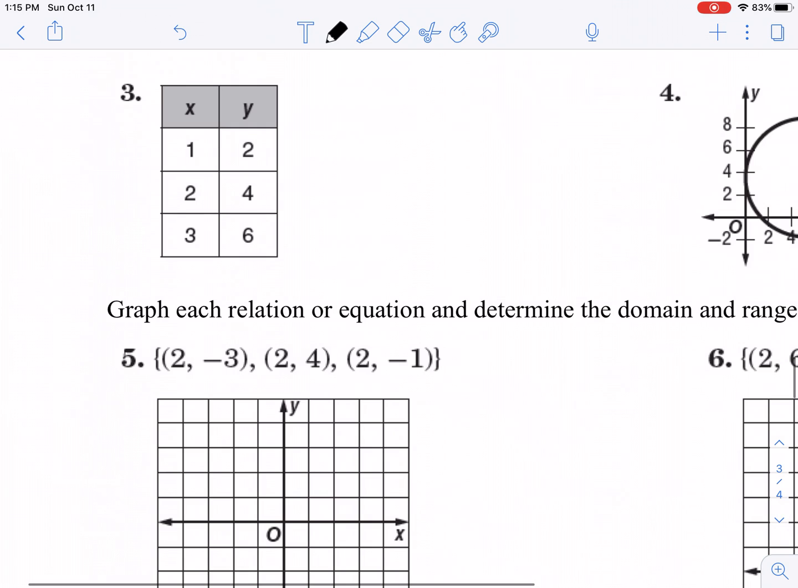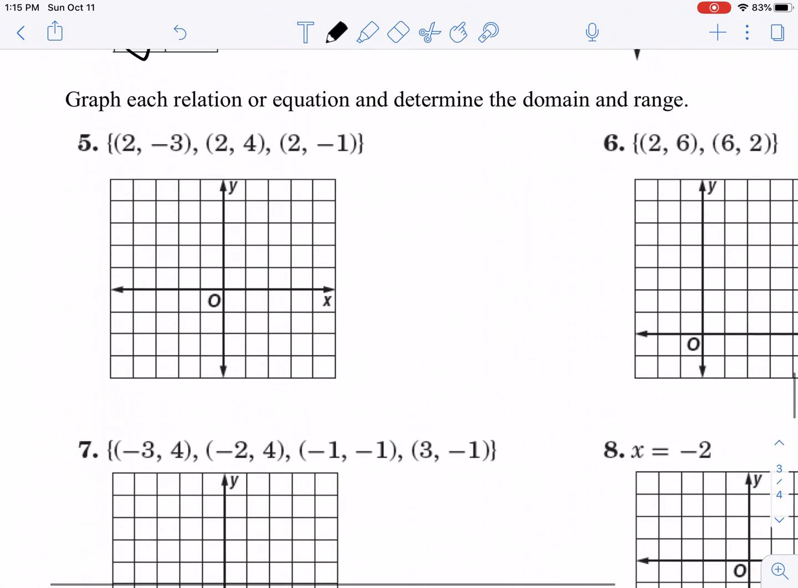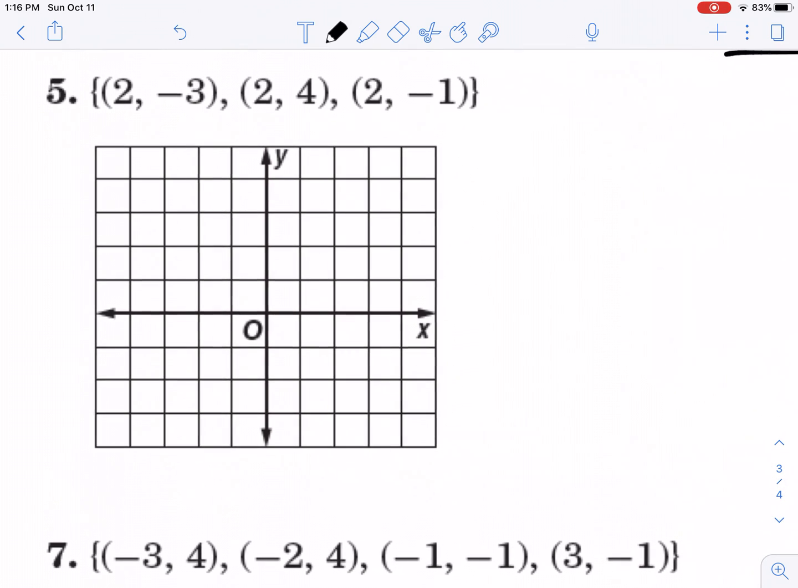Now this one, this is a table. How can I tell if it's a function or not? Well, do any x's repeat here? No. So this would be a function. X's do not repeat. Each x is only paired with one y. We have a function there. Okay. Now, last thing I want to look at, they do talk about domain and range. We'll talk about that here in a second, but what I really want to do right now is just plot these points and be able to tell if it's a function or not a function.